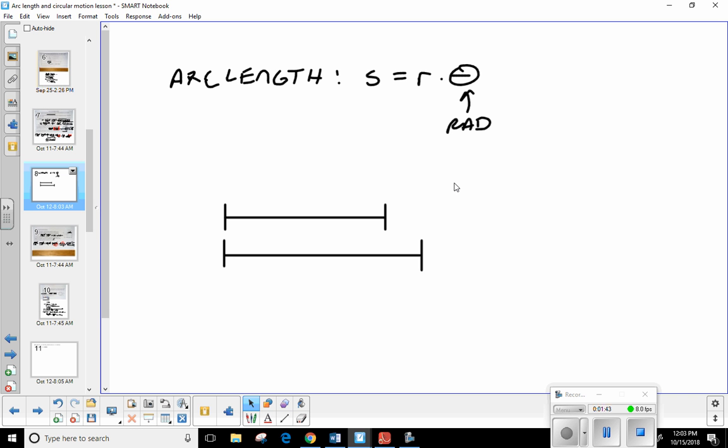Okay. So let's see here. Arc length is one of the concepts that we started talking about that Thursday. So S is my arc length. All I want to do is take the radius and multiply it by theta. But theta has to be what? It's got to be in radians. Okay. So we'll talk about the conversion again in just a second.